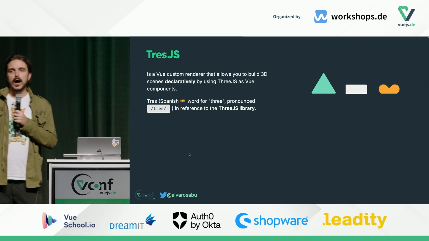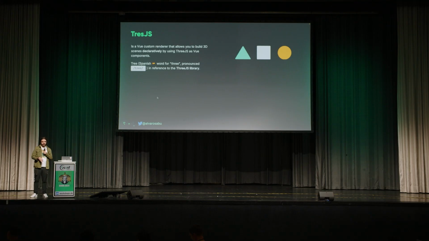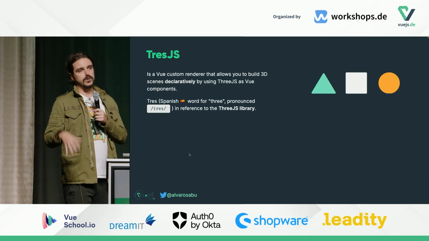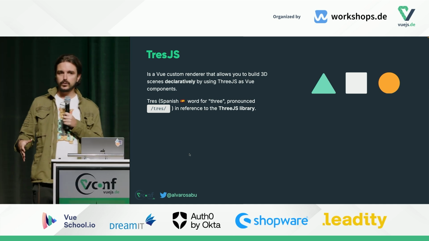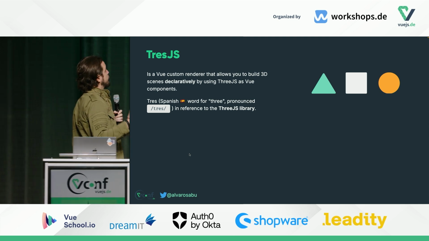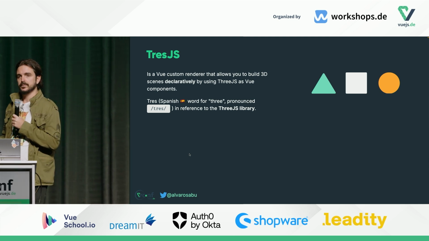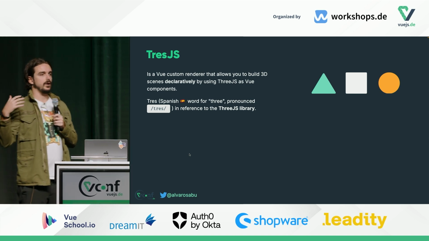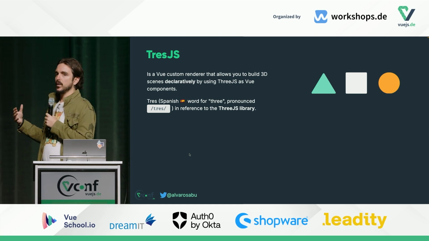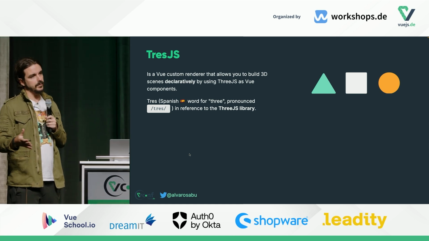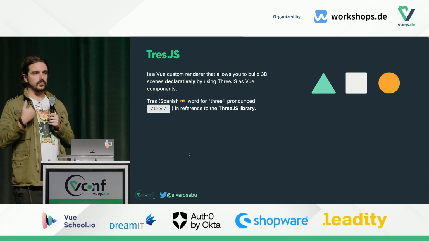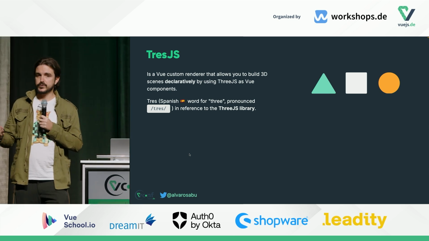So how many of you know what Tres is? OK, more than I expected, because it's honestly a really young library. It's only 2 years old. It's going to be in November. TresJS is a Vue custom renderer for 3D. So normally, when you're doing 3D on the web, you're using Three.js under the hood. What Tres does is give you a way of building 3D scenes declaratively by using components and composables. It's called Tres because I'm Venezuelan, so Spanish speaking, and also because the French word was already taken.